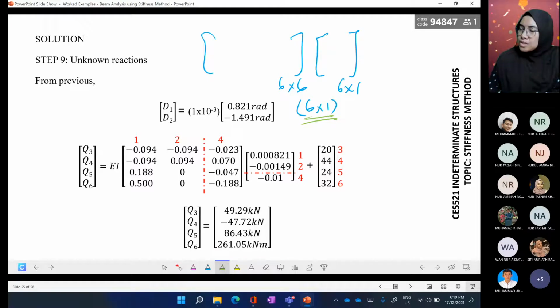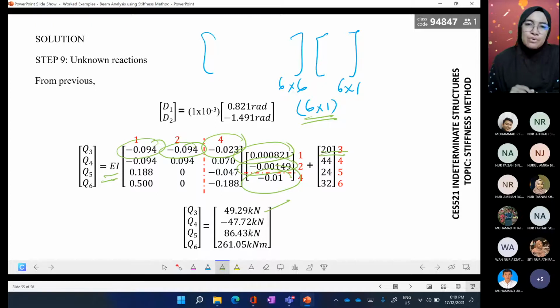So we have 0.094 multiplied by this, 0.000821, plus for number 2, negative 0.094 multiplied by negative 0.00149, because the position is the same, 2 with 2. Then plus negative 0.023 multiplied by negative 0.01 multiplied by EI, plus 20. We get 49.29. Check back later. Okay, 49.29.